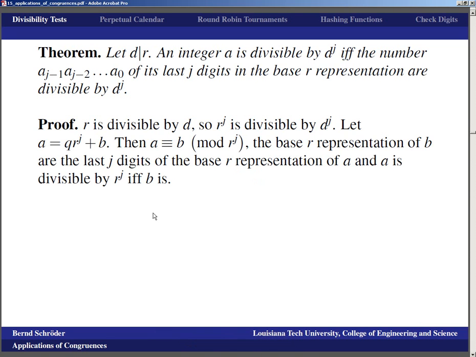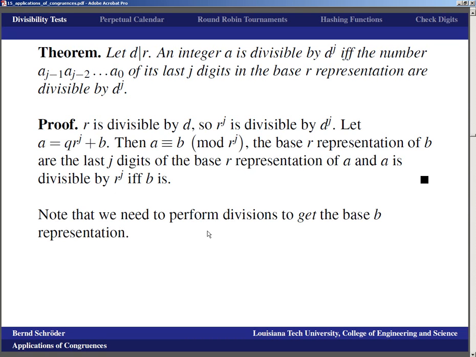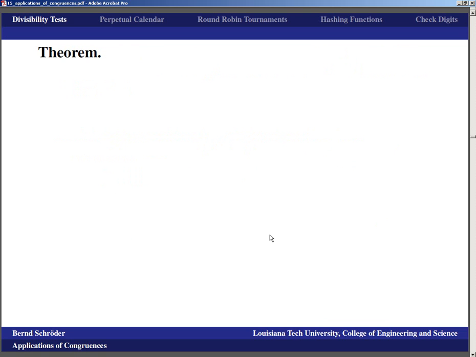And we're back. Well, okay, so a is divisible by r to the j if and only if b is. And that's the end of that one. We can also, okay, so note, however, that if we needed to get the base r representation, we would need to perform divisions to get that representation to begin with.